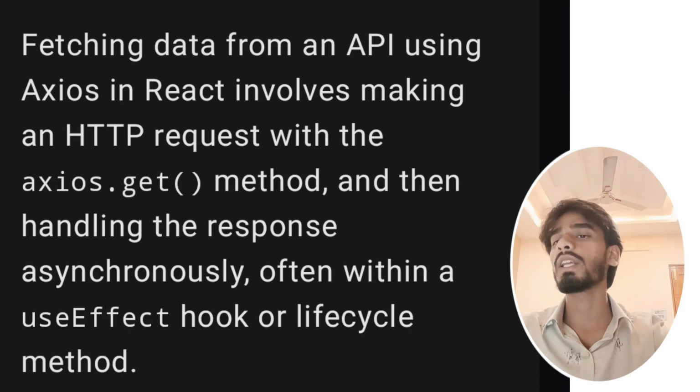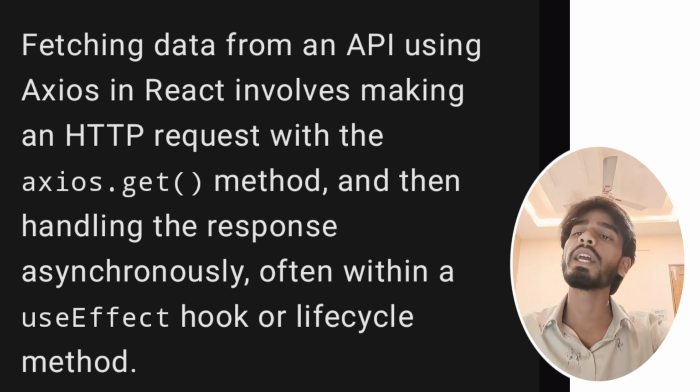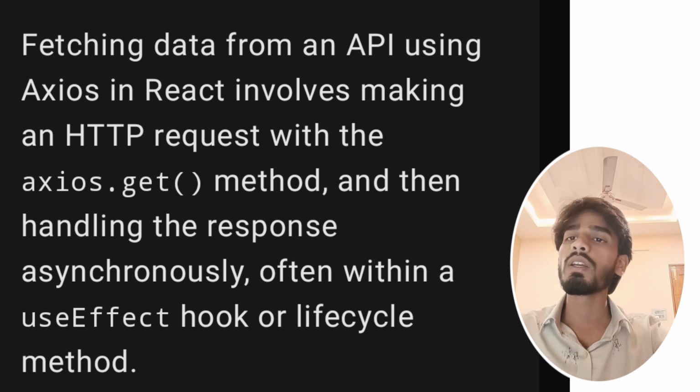Fetching data from an API using Axios. Fetching data from an API using Axios in React involves making an HTTP request with the axios.get method and then handling the response asynchronously, often within a useEffect hook or lifecycle method.